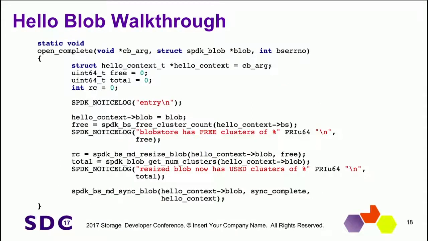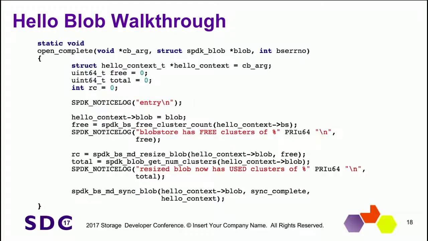And we open it up. Okay, so here's our open complete. It's done, it's opened. I now have a handle to the blob that I save off in my context, because I might need to use that as a parameter for upcoming functions. I'm going to go ahead and make a synchronous call into the Blobstore to find out how many free clusters I have in the entire Blobstore.